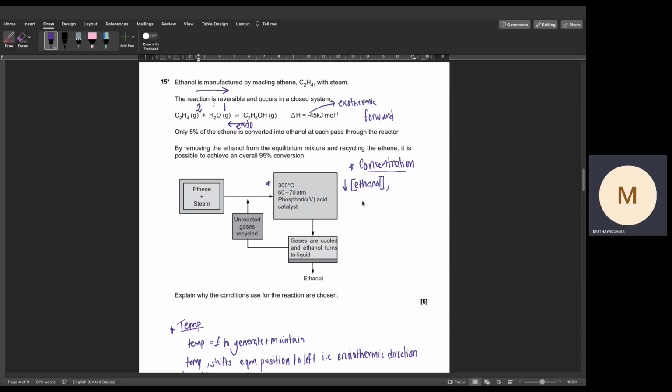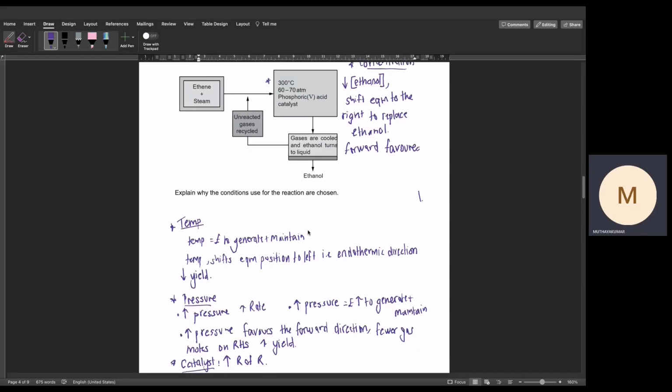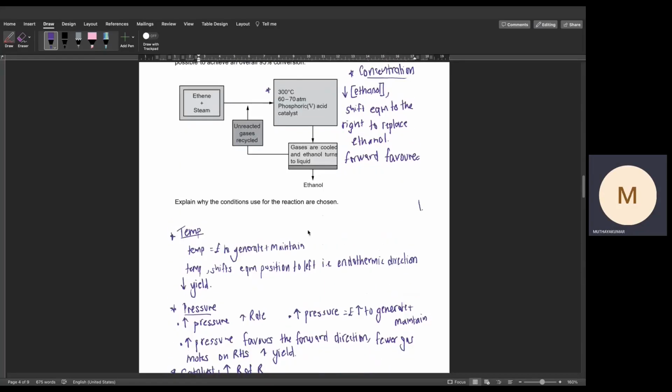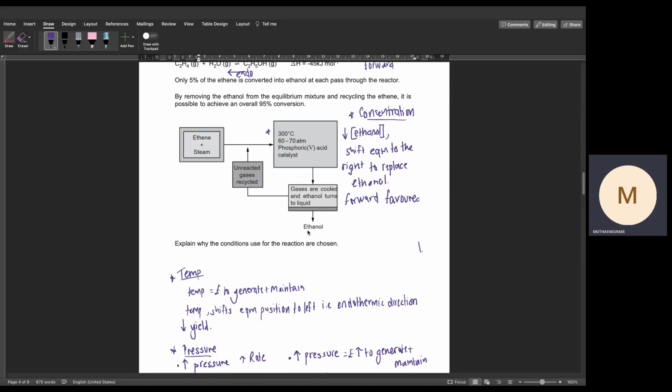And the way it will shift is to move in the forwards direction to try and replenish the ethanol that is lost. So reducing the concentration of ethanol will shift the equilibrium to the right, forwards direction, to replace the ethanol. Forward reaction is favored. A full answer, we've talked about all of the conditions, so temperature, pressure, the effect of a catalyst, and the effect of concentration on the equilibrium position and rate.